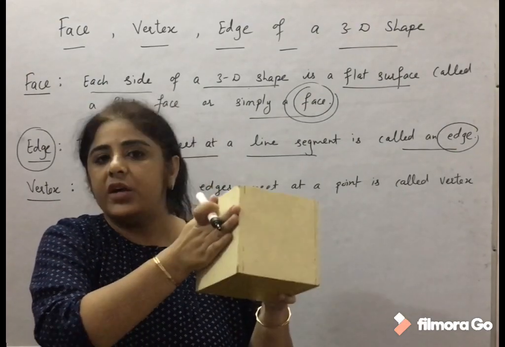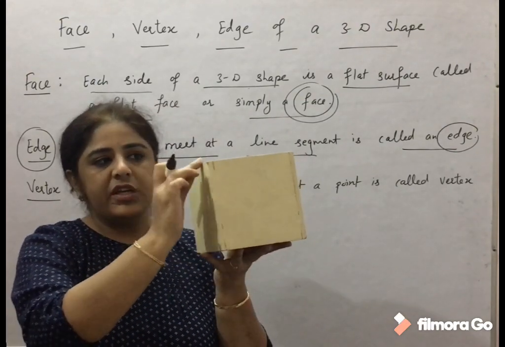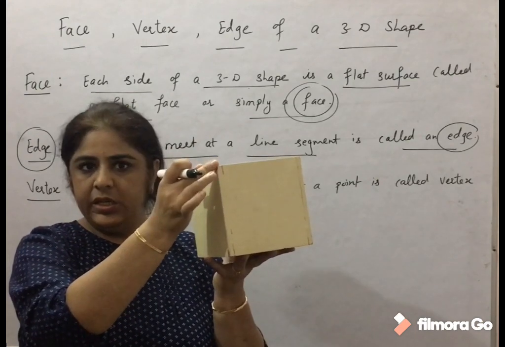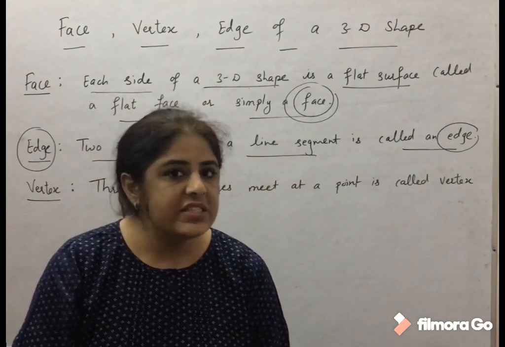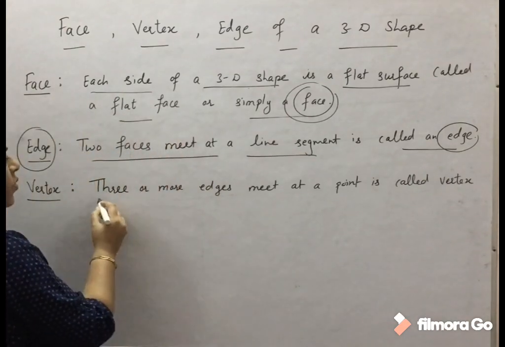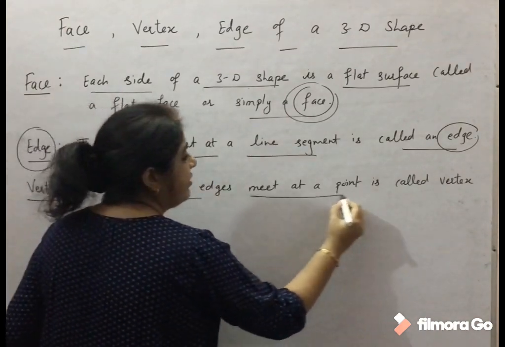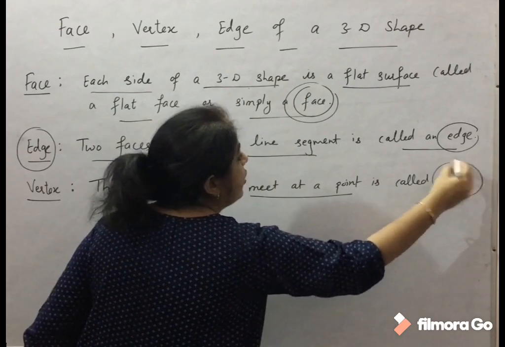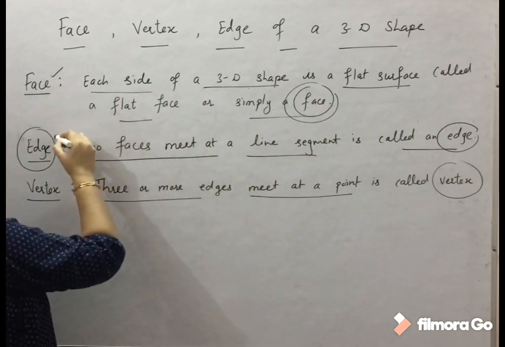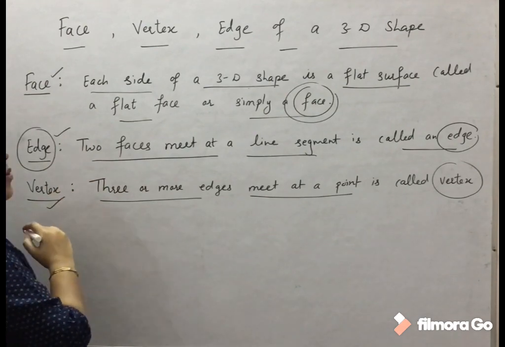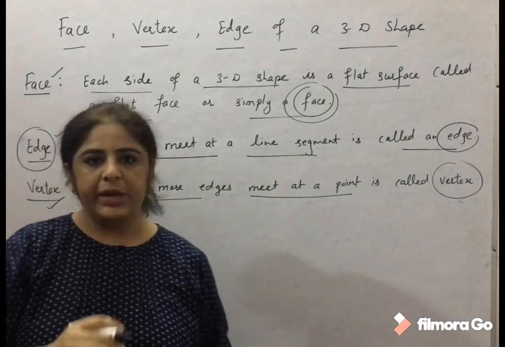So what is the definition of a vertex? Where the edges meet, that point is called the vertex. Three or more edges meeting at a point is called the vertex. So we have talked about the face, edge and vertex of a 3D shape.